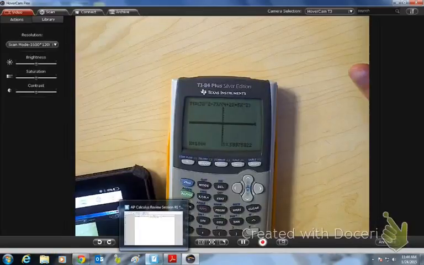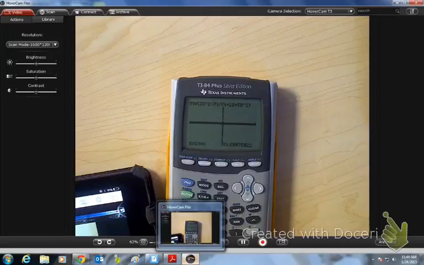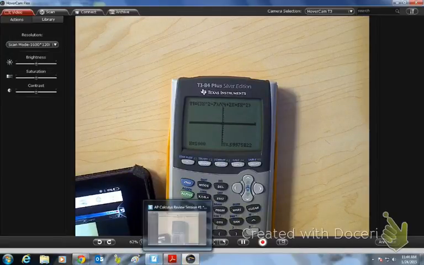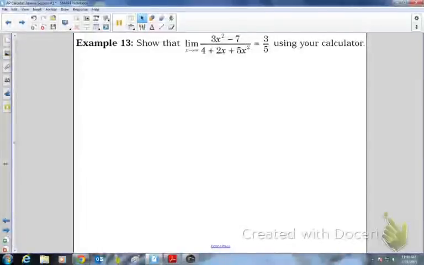I don't think that they could. This isn't so much of a test question. I would think they would leave off the 3/5 part and then just say what's the limit of this function, and you would have to show that it's 3/5 or prove that it's 3/5.